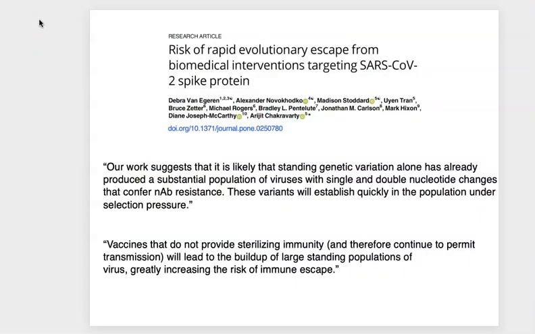So another thing I like to point out is, just like with antibiotics, in which massive and inappropriate use of antibiotics, particularly antibiotics that are not completely sterilizing, can result in the formation of mutants that resist the antibiotics. Something similar can happen with massive use of vaccines as well. You get these sort of escape mutants, as they're called, that form. Vaccines that do not provide sterilizing immunity and therefore continue to permit transmission will lead to a buildup of large standing populations of virus that greatly increase the risk of immune escape.